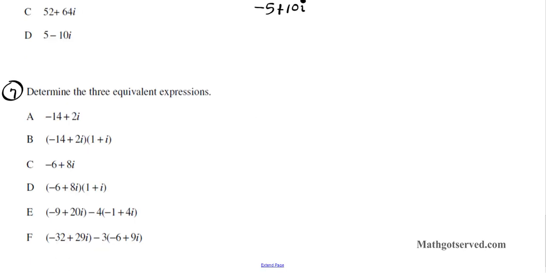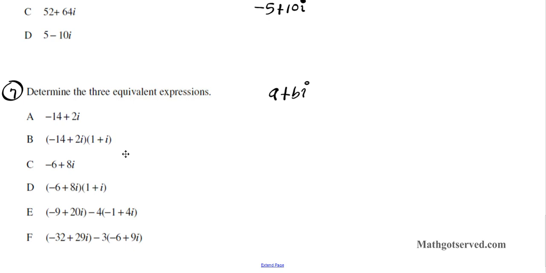All right, let's take a look at problem number 7. It says determine the 3 equivalent expressions. So we have 6 expressions here, and 3 of them are equivalent. So all we just have to do is express every single number in a plus bi form. And if the a's and the b's match, then they are equivalent expressions.